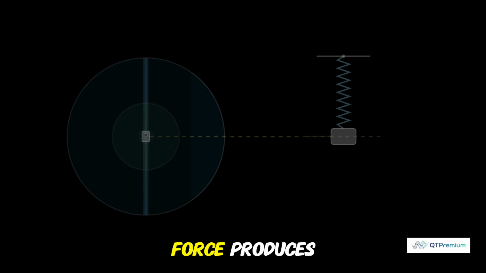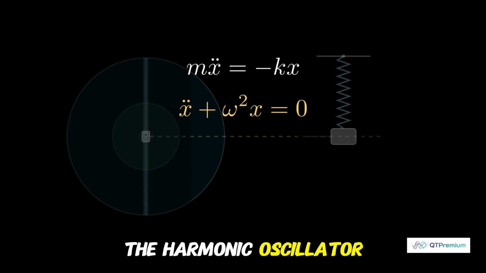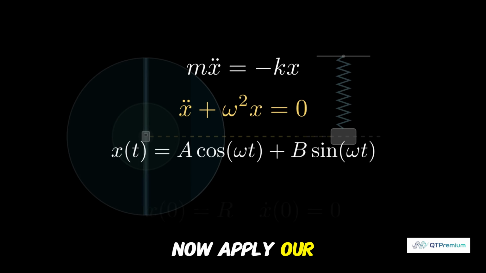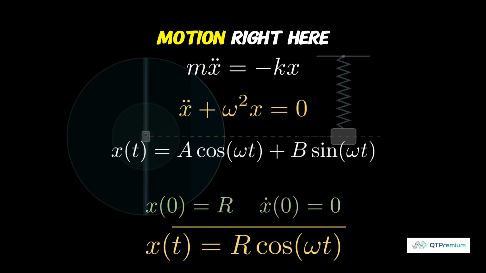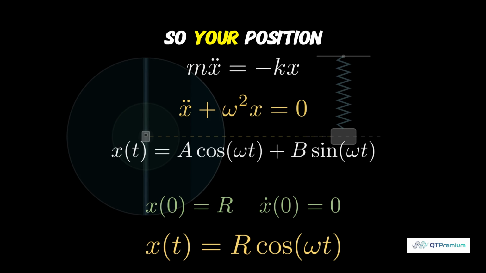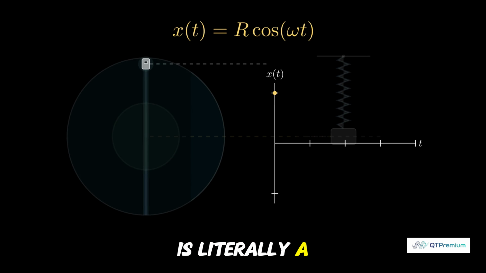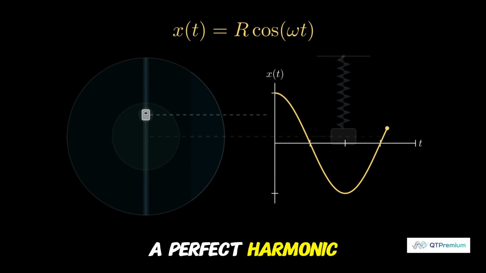Now let's see what motion this force produces. We write Newton's second law, divide by m, and we get the harmonic oscillator. So the general solution is this. Now apply our boundary conditions. So x at the start is equal to the radius of the Earth, and it has no velocity. That gives us this equation of motion right here. So your position as you fall through the Earth is literally a cosine wave. You are not just falling, you are executing a perfect harmonic motion.